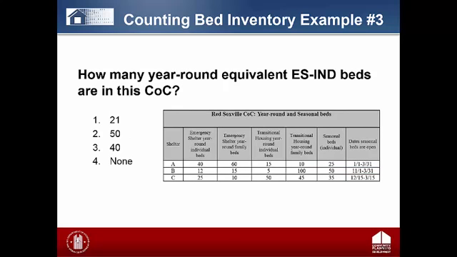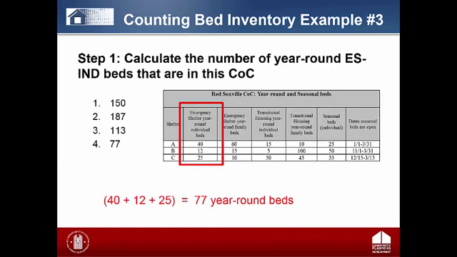Using what you have learned in the previous two examples, how many total year-round equivalent ES-IND beds are there in this continuum? Let's break this down into steps. As a first step, let's calculate how many year-round beds operating during the entire reporting year. As we can see, there were a total of 77 beds in operation year-round.